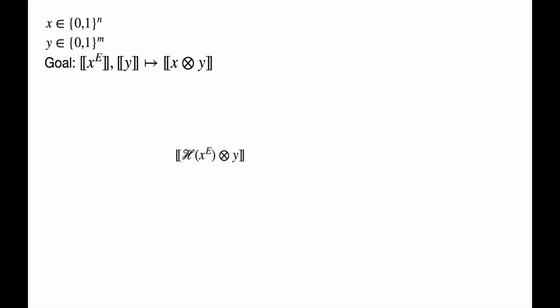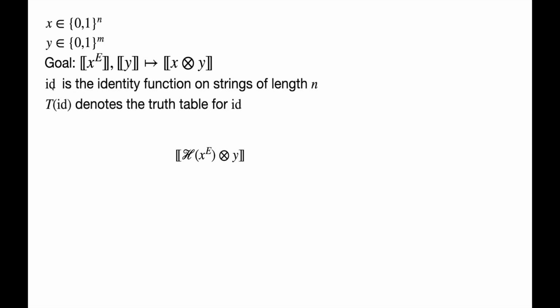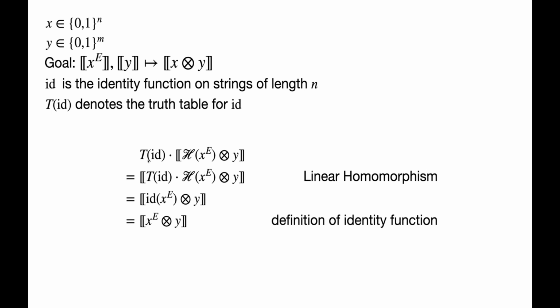Now that we have this linear homomorphism, we can solve our intermediate problem. Suppose that we take the time to compute the one-hot outer product of X and Y. Let ID denote the identity function on strings of length n. Further, let T of ID denote the truth table for this function. I claim that this algebraic expression computes the intermediate result that we want.